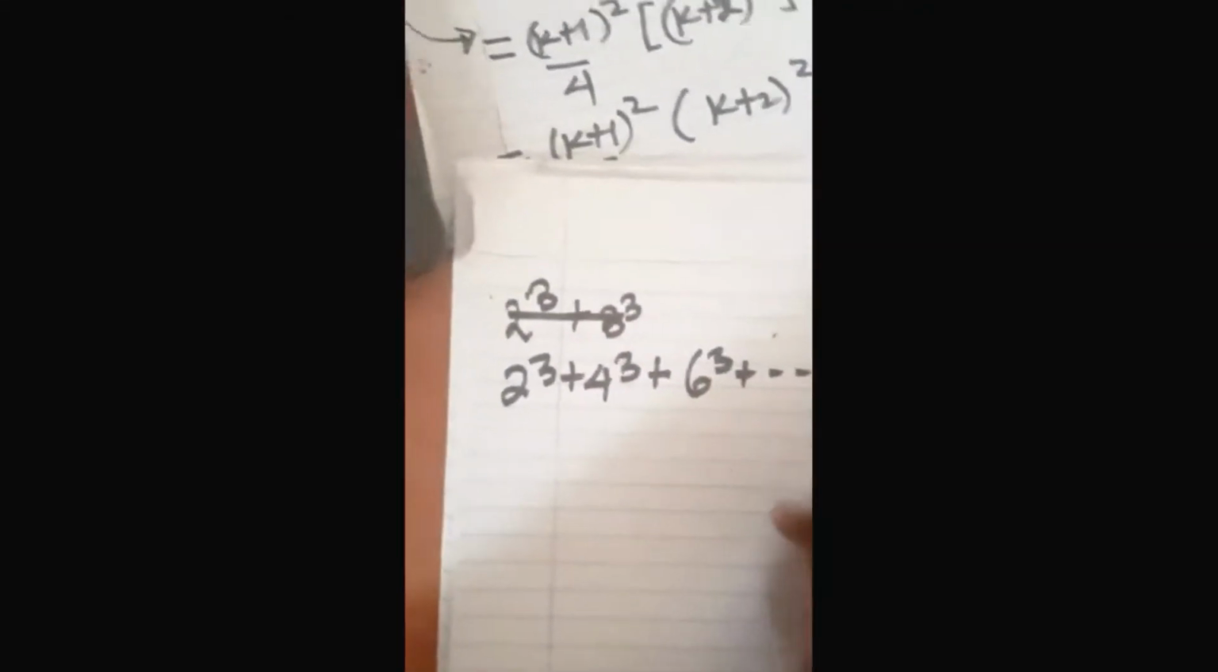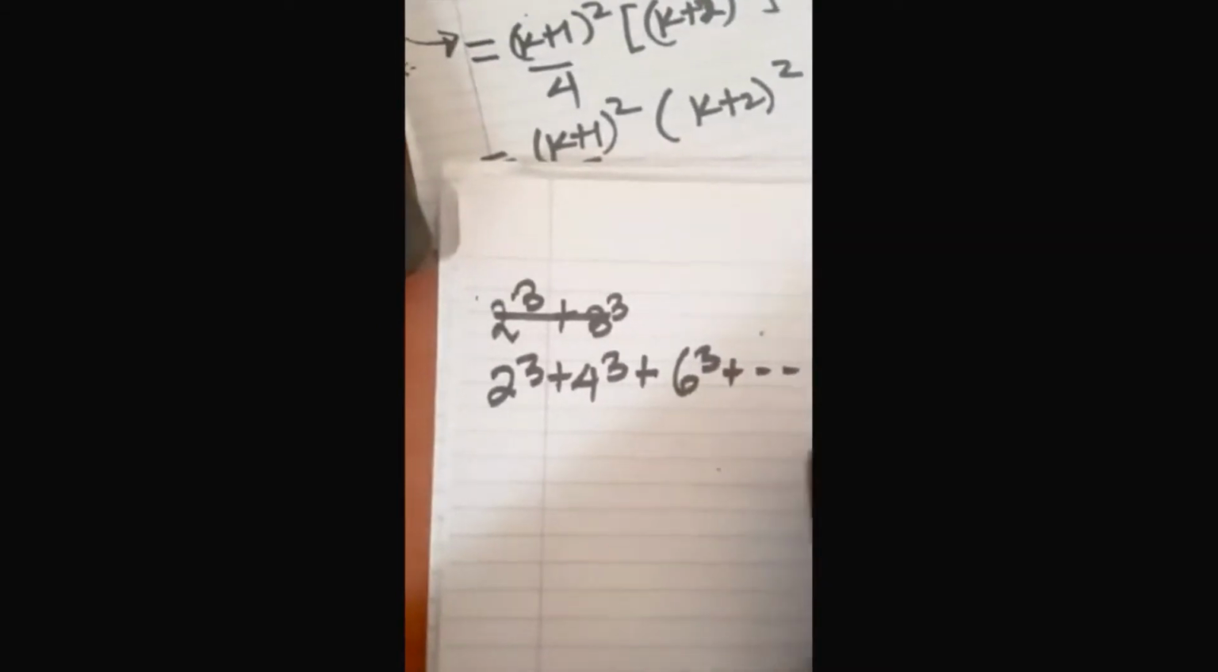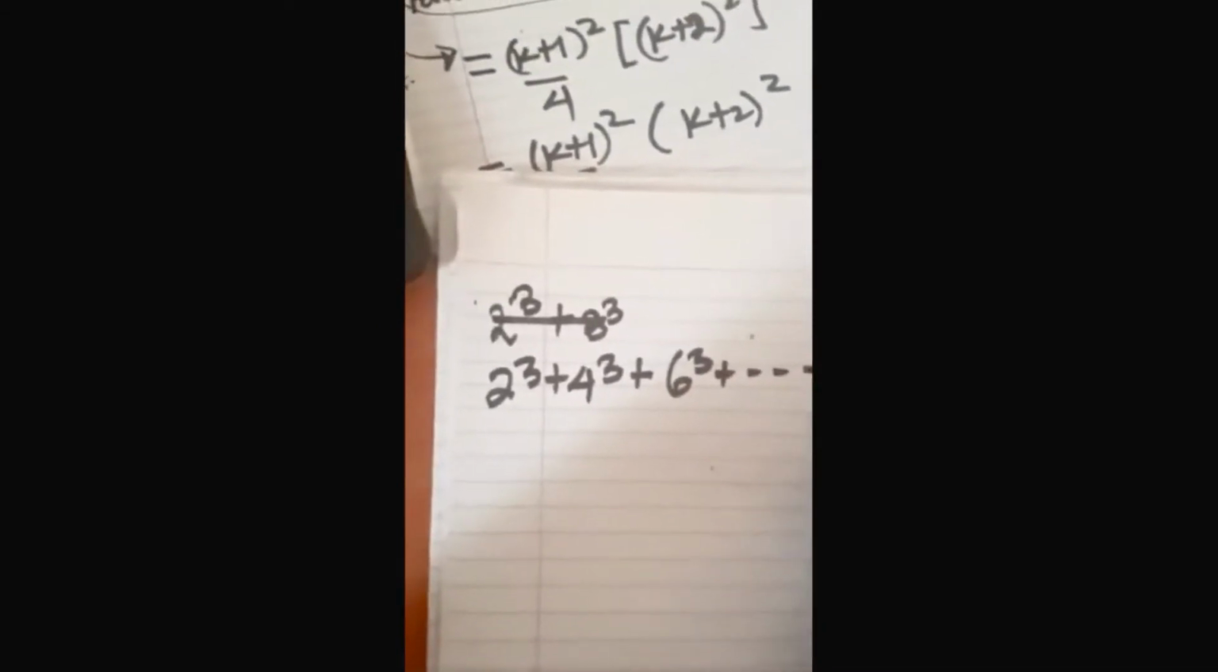This is what we have. We have 2 cubed plus 4 cubed plus 6 cubed plus up to 2n cubed. This is the expression here. Now, because they want us to show the other side, meaning that we have to move from this side and show the other expression. So this one equals to what?